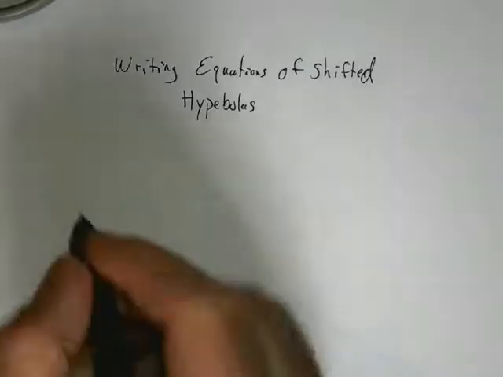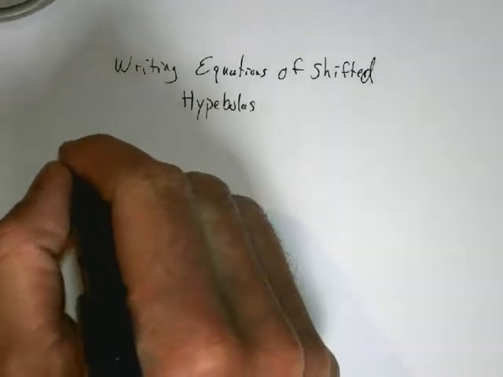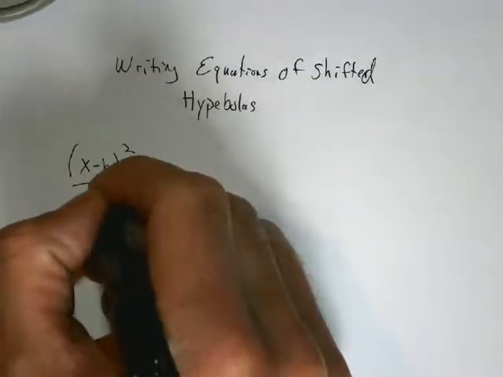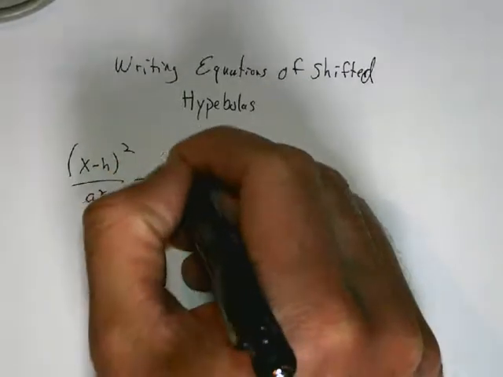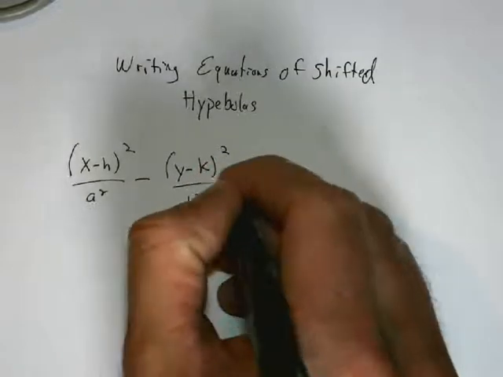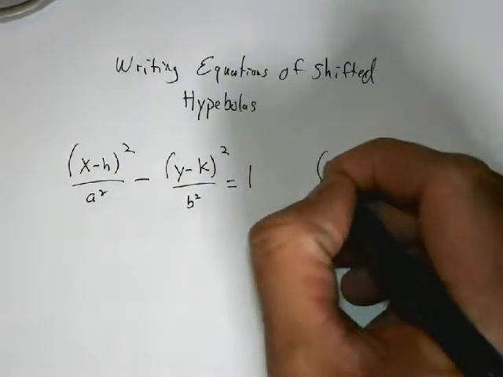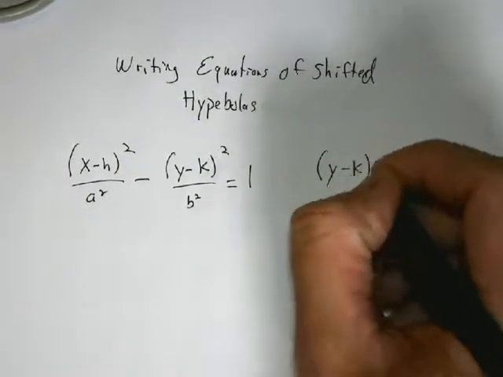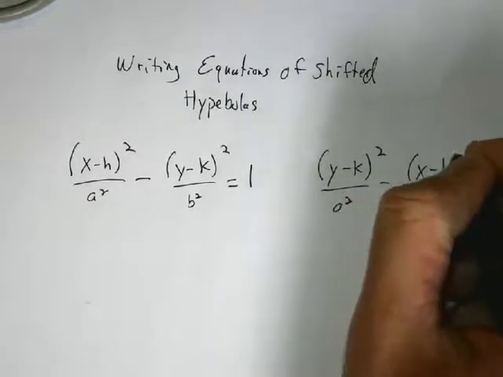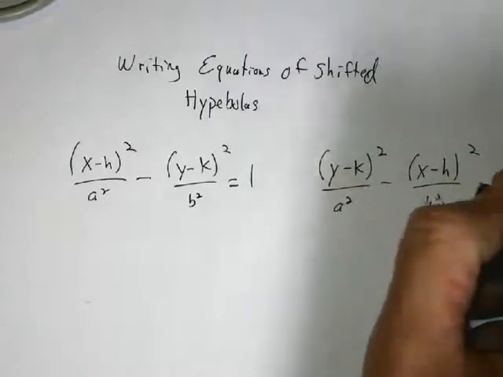Now, as of right now, we all know you have two different hyperbola equations. You have the quantity x minus h squared over a squared minus the quantity y minus k squared over b squared is 1. Or you have it flipped around the other way. All right, you get these two.